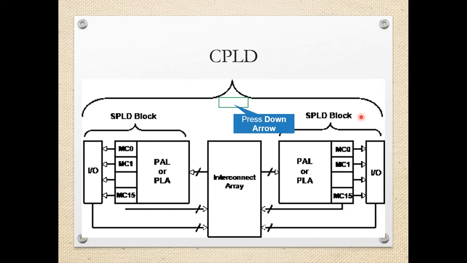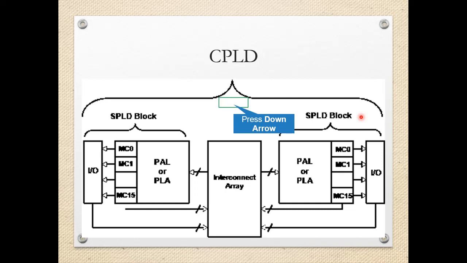The basic CPLD cell is called a macro cell. To this PAL or PLA we can see some cells are connected. These are MC0, MC1 up to MC15. These are called the macro cells. Then we have a CLB, that is the configurable logic block, which is composed of an AND array surrounded by an interconnect area. So the AND and OR logic is available, and that is surrounded by the interconnect area.